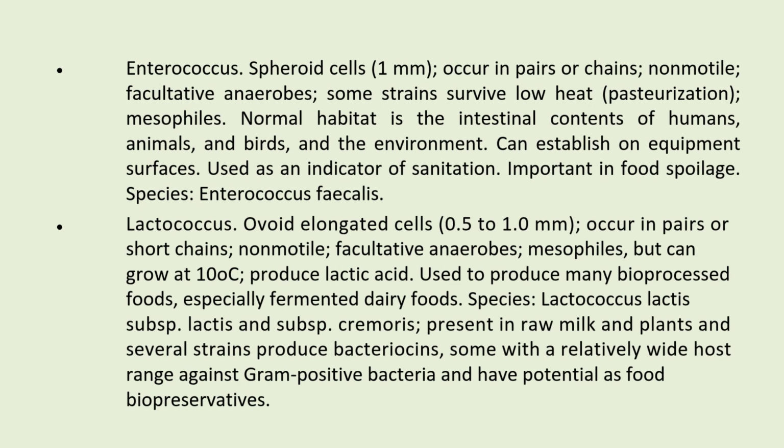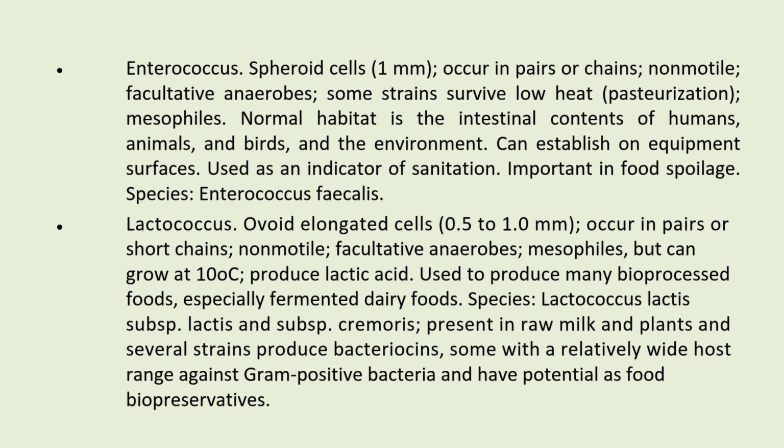These are spheroid cells that occur in pairs or chains. They are non-motile facultative anaerobes, and some strains survive low heat like pasteurization. Their normal habitat is the intestinal contents of humans, animals, and birds, and the environment. They are used as an indicator of sanitation and are important in food spoilage. A key species is Enterococcus faecalis.